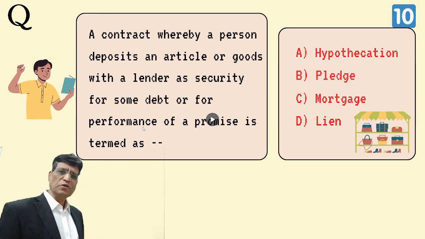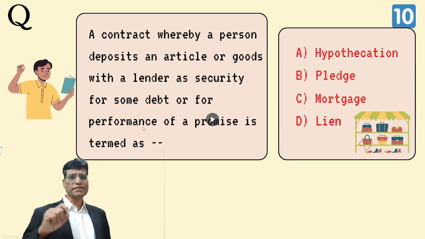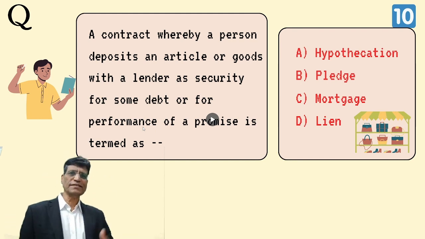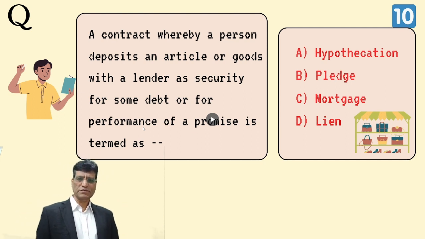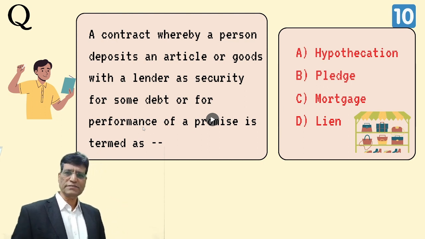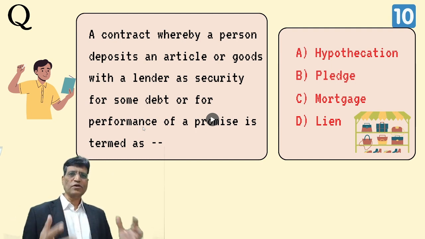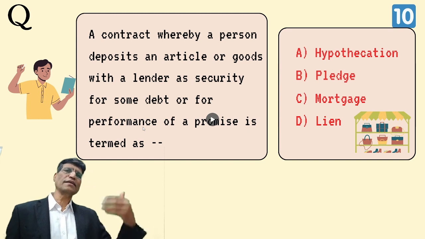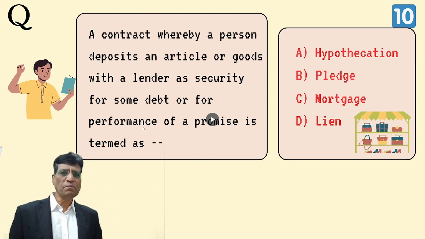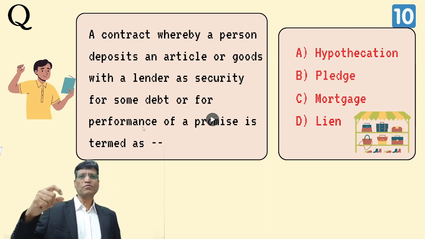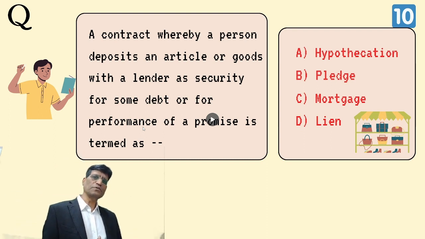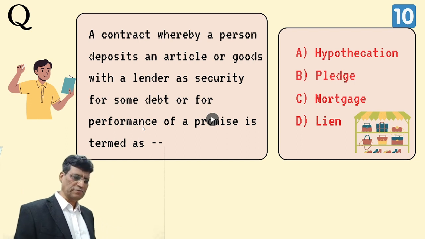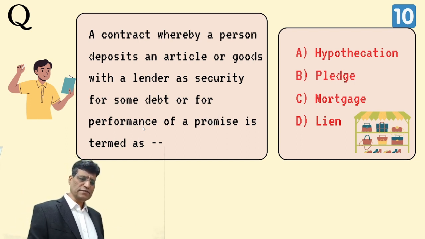Contract, whereby a person deposits an article or goods with a lender as a security for a loan or for performance of a promise, is termed as a contract. He took a loan and gave security to the bank in the form of goods. So whether it is hypothecation, pledge, mortgage, or lien, the answer is B, pledge.